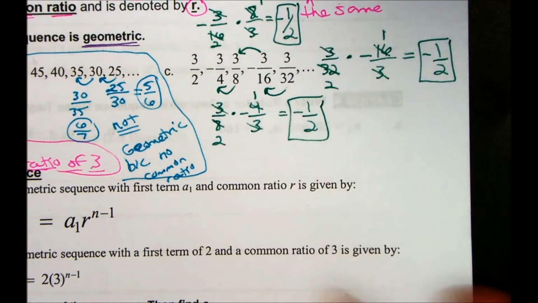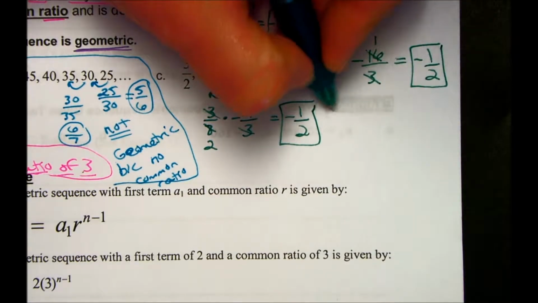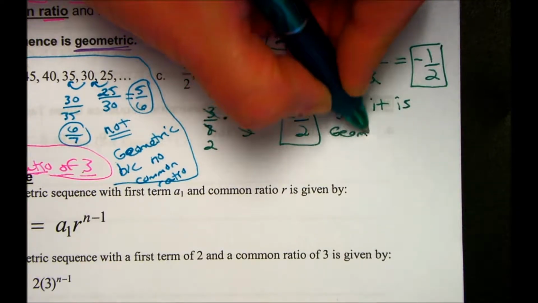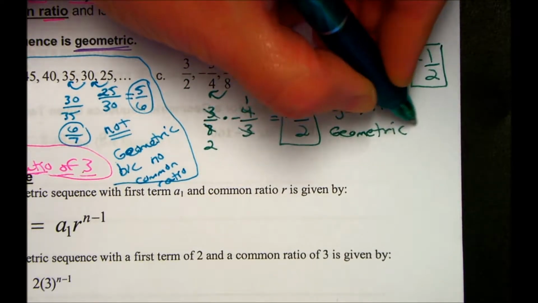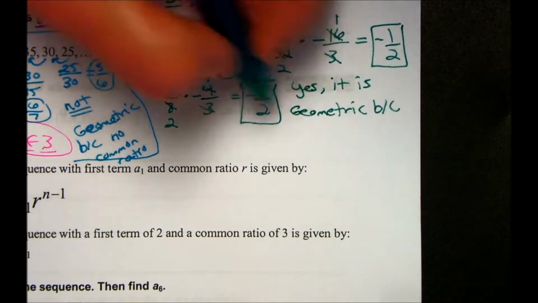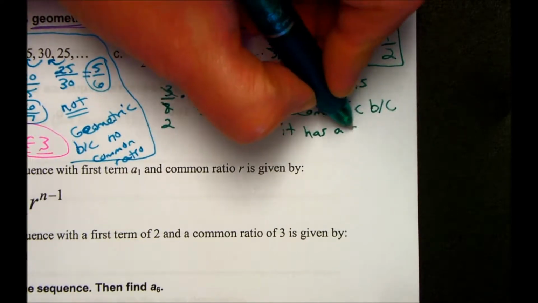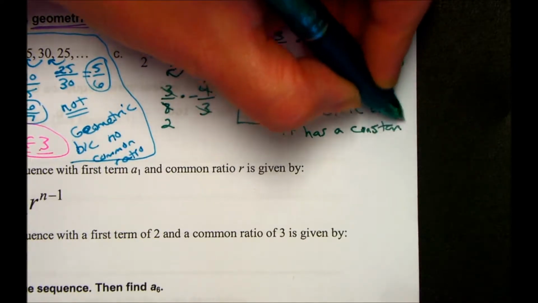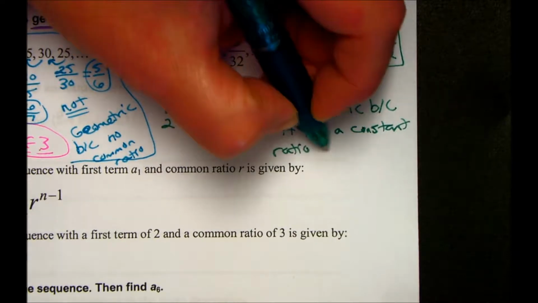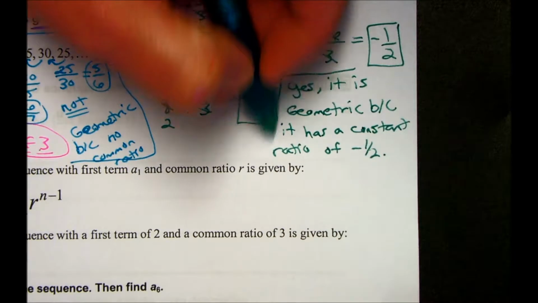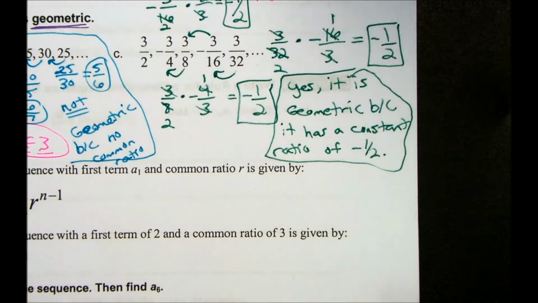So we can see now that it is geometric. So yes, it is geometric because it has a constant ratio of negative 1/2. Okay, so hopefully now you know what to do if you're asked to identify whether or not something is a geometric sequence.